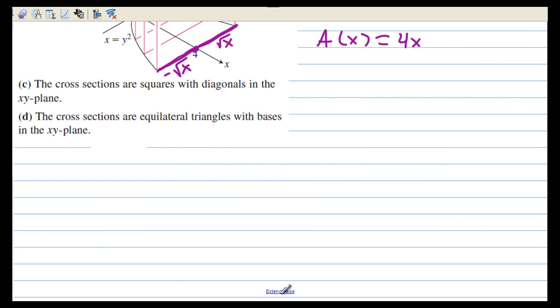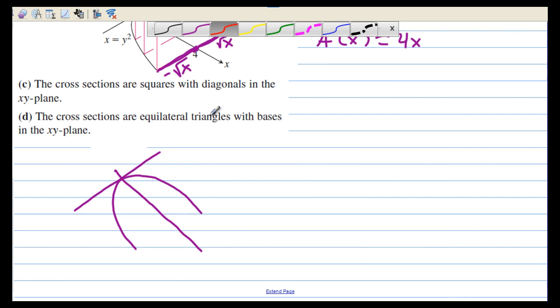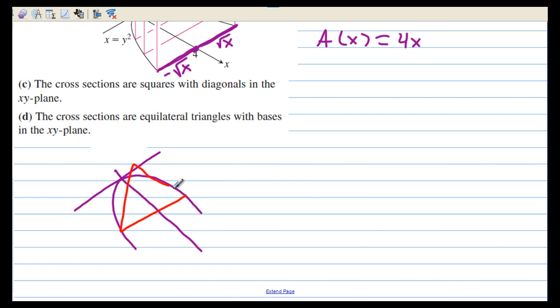In letter C, the cross sections are squares with diagonals in the xy plane. So it's not the bases that are in the xy plane, but the actual diagonals. So here's the square root of x, right here, and negative square root of x. And these cross sections in this example are squares with the diagonals running perpendicular to the x-axis. So here's the squares roughly. There's a square.